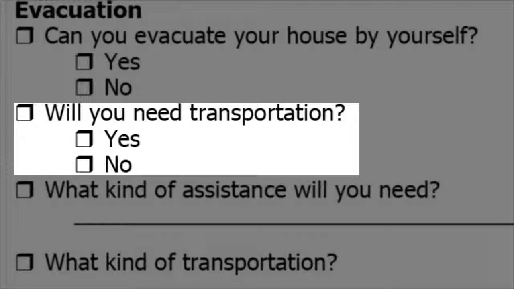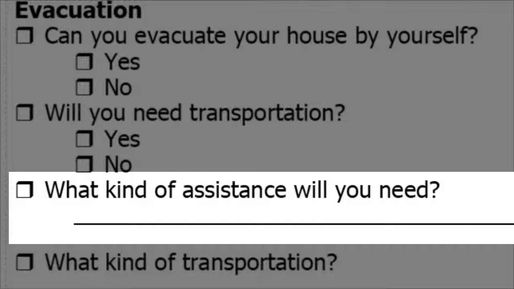Remember, when answering this question, think of all the different possibilities. What if public bus systems might be out? What if your family only has one vehicle and someone is using it? What kind of assistance will you need? This is an open-ended question regarding evacuating. Think about when you get into transportation. Do you have someone there to help? Could you transfer from one vehicle to another, or do you need to stay in just one?